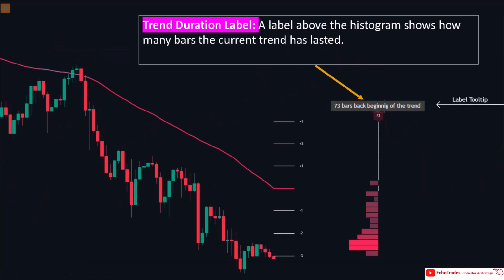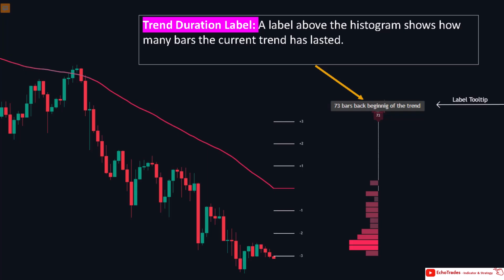Then you've got the trend duration label. It's a label above the histogram telling you how many bars the current trend has lasted. Why is duration important? Well, it gives you a quick feel for the trend's persistence. Is this a brand new thing just starting? Or is it a mature, established trend that maybe is getting a bit tired, maybe due for a pause? Right, context. Exactly, context. It helps avoid chasing a short-lived spike or panicking during a small pullback in a longer move. Adds confidence, or maybe a bit of caution. Okay, so understanding its life cycle, basically.